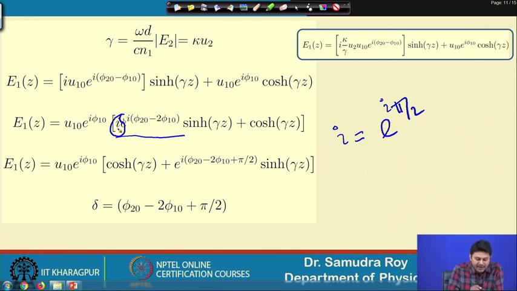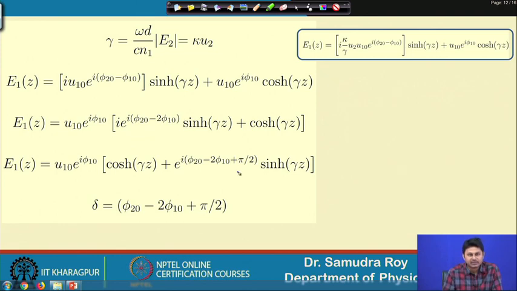So, we just write this I in terms of exponential and put this term inside this total phase. So, now this term becomes phi 2 0, 2 phi 1 0 and plus pi by 2 here. Once we have this, then what we will do? We will put a name here called delta. So, delta is something which is related to the phase of E2 field and the phase of E1 field, but phi 2 0 minus 2 phi 1 0 plus pi by 2 is delta.